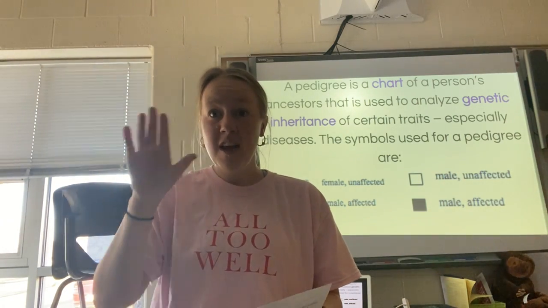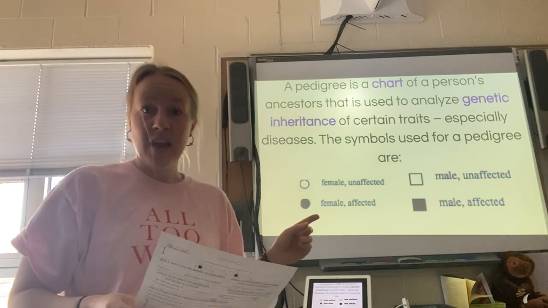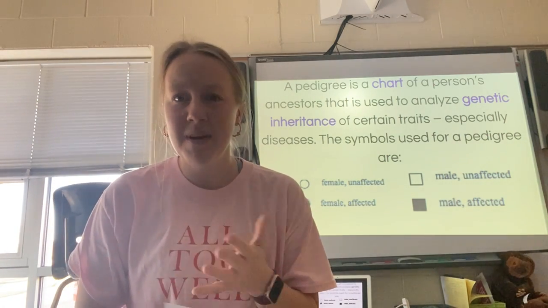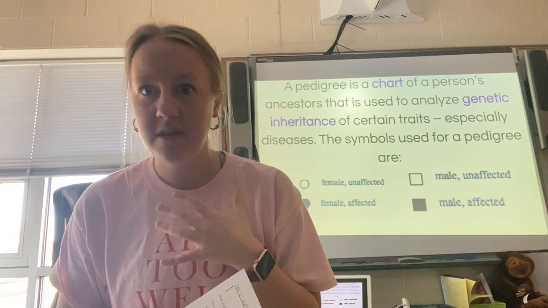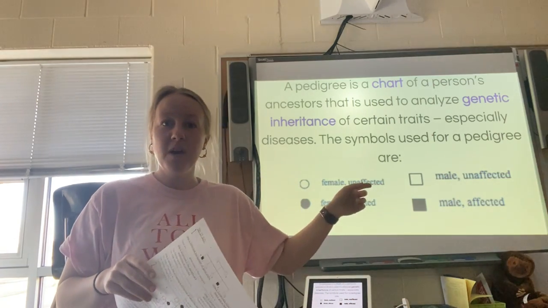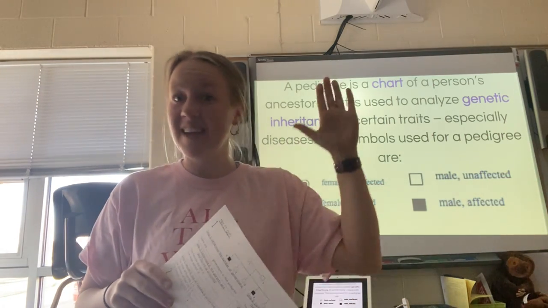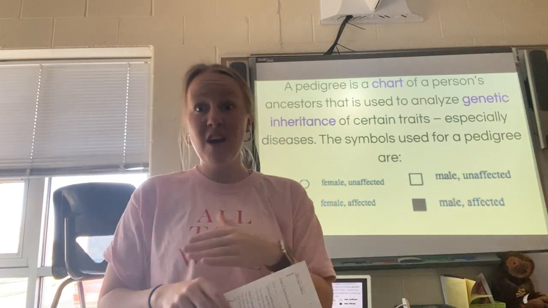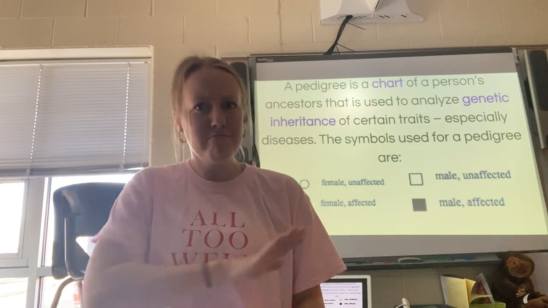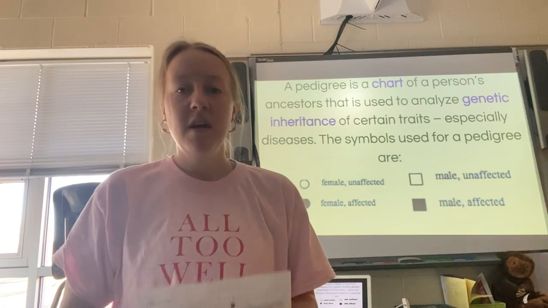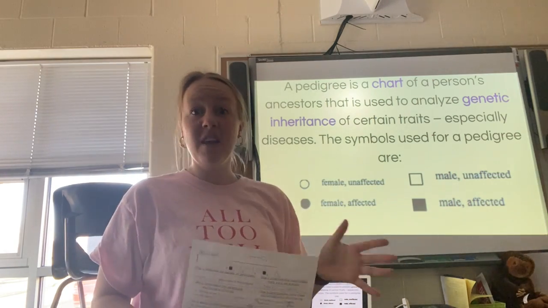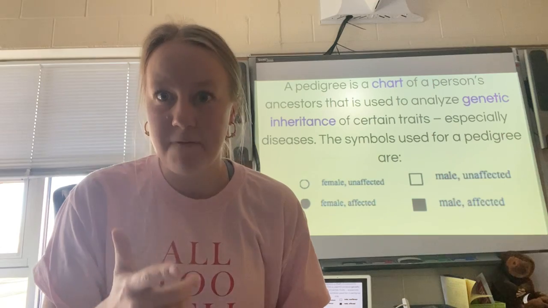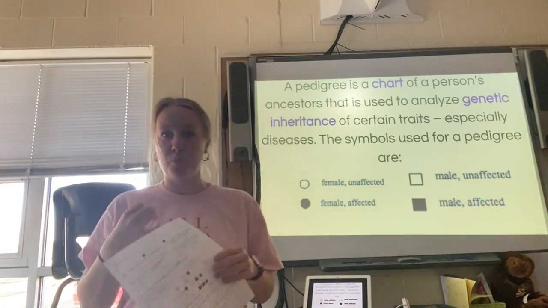There's a circle that is completely filled in, and that means it's a female, but they are affected, meaning they do have that trait. We then go over, there is a box that is not filled in, and that means it is a male and they are unaffected, meaning they don't have that trait. And then there's a box, it's completely filled in, and that means it's a male and they are affected. They do have that trait.